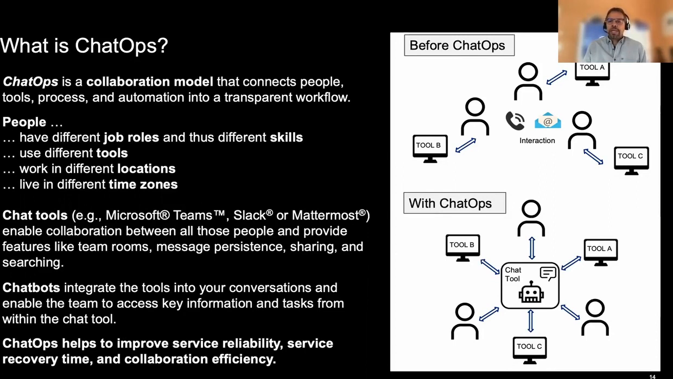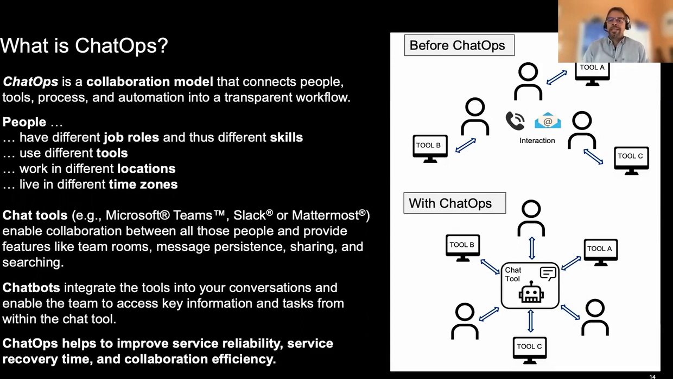Such a chat tool maintains a timeline of team communication that provides a record and enables team members to stay current without becoming overwhelmed by information. All these chat tools provide features like team rooms, message persistence, sharing, and searching. Another key building block for ChatOps are chatbots. Chatbots are added to the chat platform and allow the integration of your tools into the conversations. They enable the team to access key information and tasks from within the chat tool.